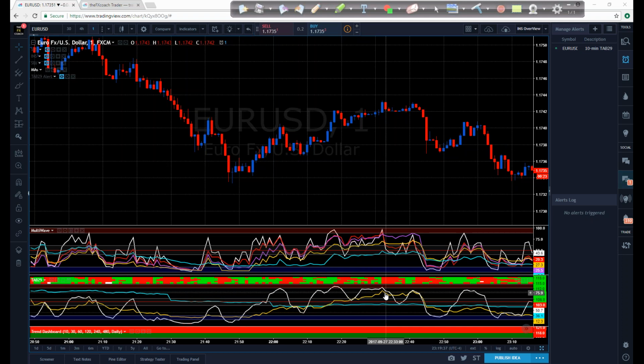So it's not some magic algorithm that we're using. We're using the same thing you would use visually. It's just you don't have to be stuck to the charts looking for that visual clue. And I think that's a godsend as well.